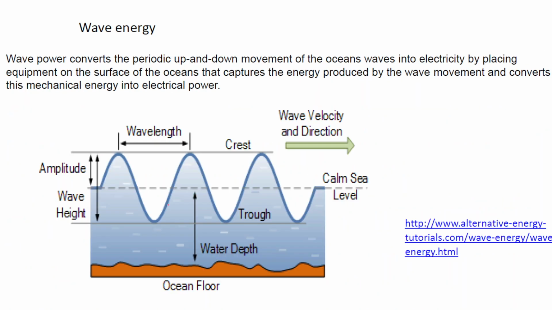Basically, this is the diagram. We can see this is the ocean floor and this is the calm sea level. Due to the flow of the wind, there is the formation of waves. This up and down motion of water is called waves. This is the amplitude, this is the wave height, these are the wavelength, this is the crest, and this is the water depth.